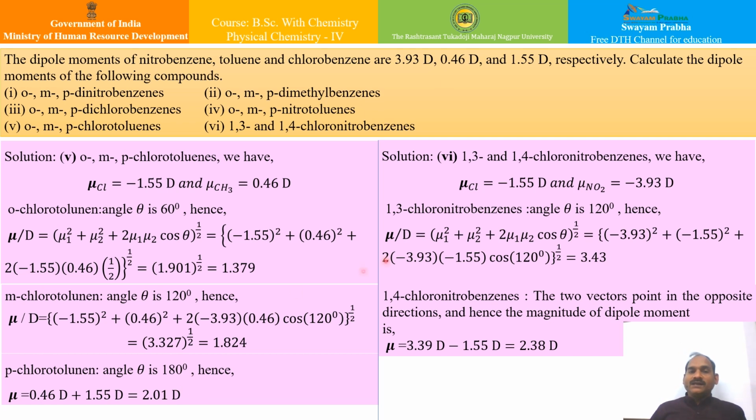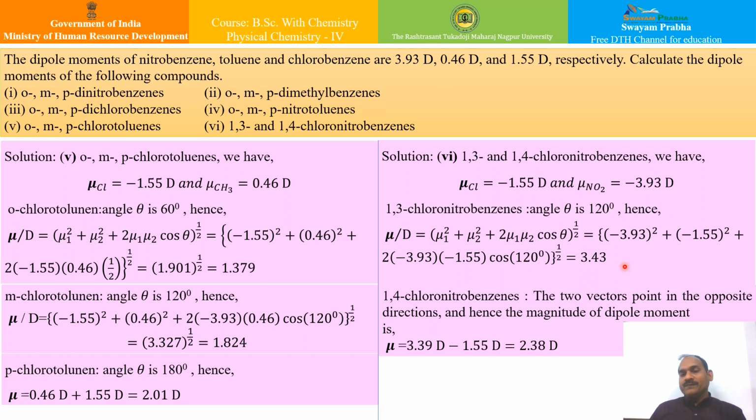Okay. Similarly, the sixth one is 1,3 and 1,4 chloronitrobenzenes. In such a case, again the dipole moment for chloride is minus 1.55 D, and now for nitro it is minus 3.93 D. So for 1,3 chloronitrobenzene, the angle will be 120 degrees. Okay, and therefore if I substitute this value in the formula of dipole moment, that is (μ1 square plus μ2 square plus twice μ1 μ2 cos θ) to the power half, I will get the dipole moment for 1,3 chloronitrobenzene as 3.43 D.